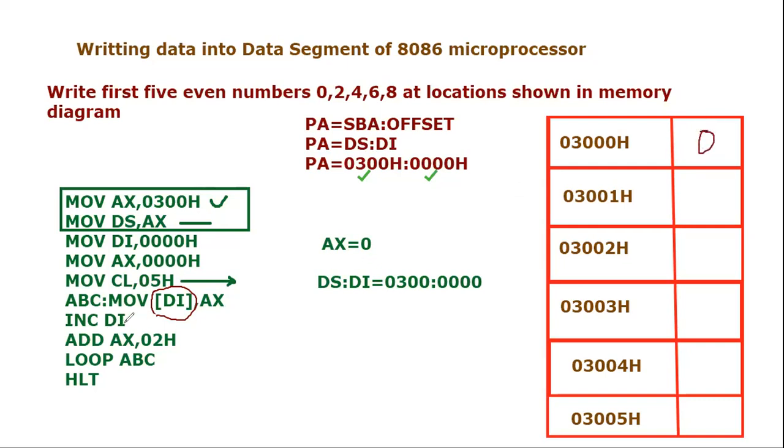Then we increment DI. The last time the DI value was 0, now it will become 0001. Then we do ADD AX, 02. Immediately we are adding 02 to AX, so AX will now become 2.